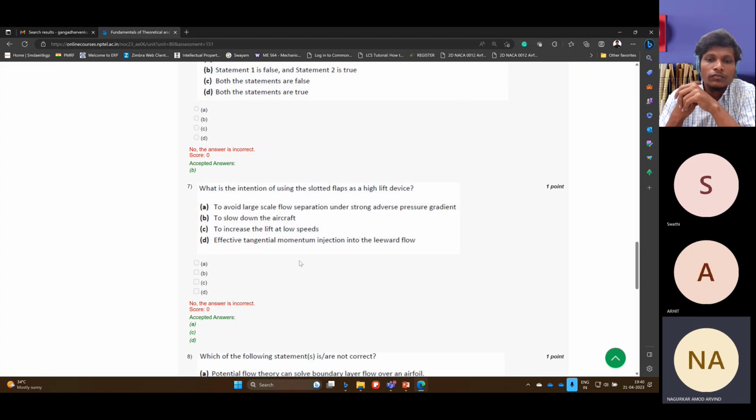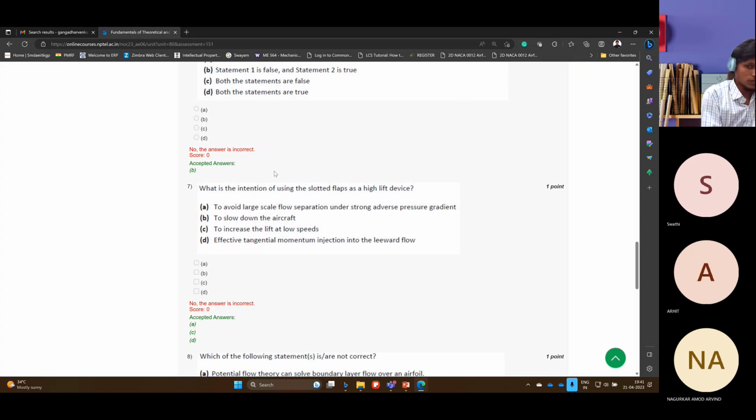Effective tangential momentum injection into the boundary layer flow is also okay. But it slows down the aircraft also, right? We require less lift during landing. No, it is not for the landing. Yes, sorry. The lift is increased. We require less speed during landing.